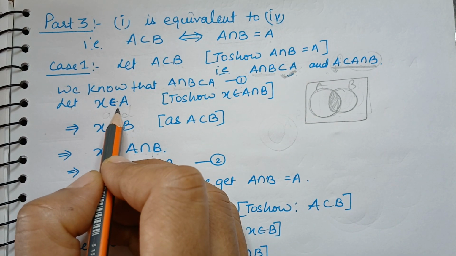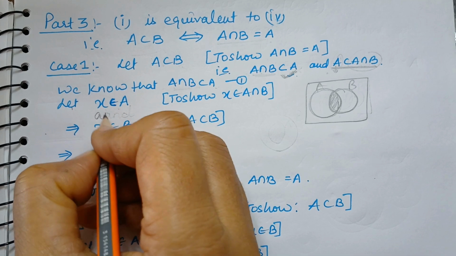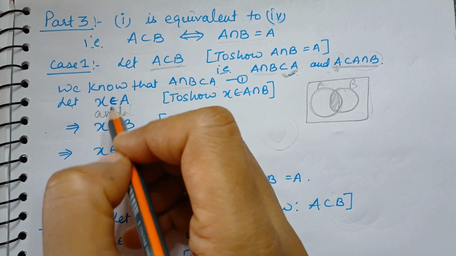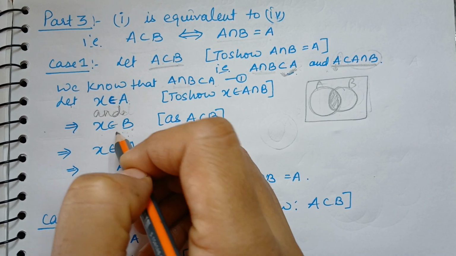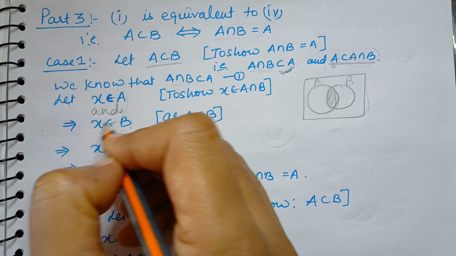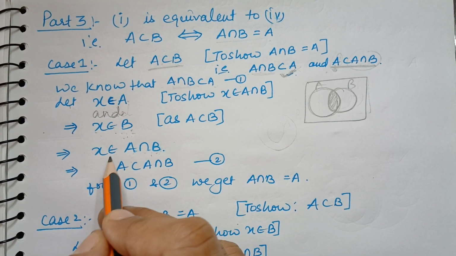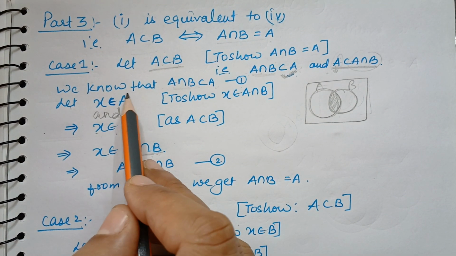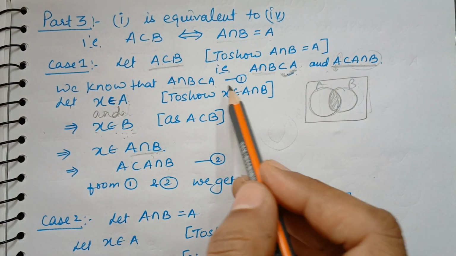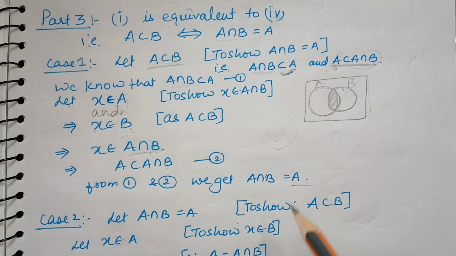Let x belong to A. Now this implies x belongs to B also. So x belongs to A and x belongs to B. Why does x belong to B? Because A is contained in B. So if x belongs to A, x will definitely belong to B as well. So if x belongs to A and x belongs to B, it means it belongs to their intersection as well. So x belongs to A intersection B. So it means A is contained in A intersection B. So from 1 and 2, I can say that A intersection B is equal to A.